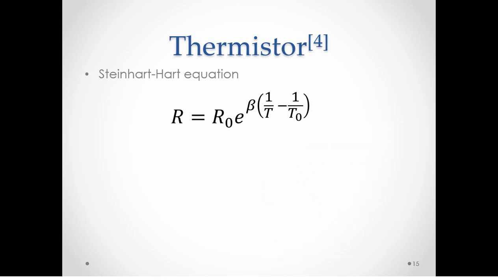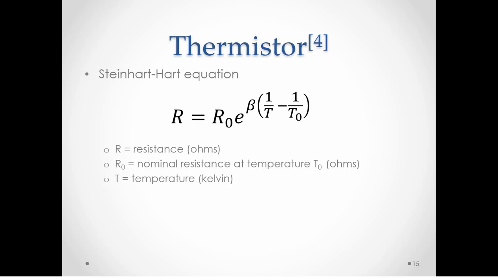The governing equation for the behavior of a thermistor is a variant of the Steinhart-Hart equation. R is the resistance in ohms. R naught is the nominal resistance at T naught, also in ohms. T is the temperature in Kelvin. T naught is the nominal temperature in Kelvin. And beta is the sensitivity of the thermistor.